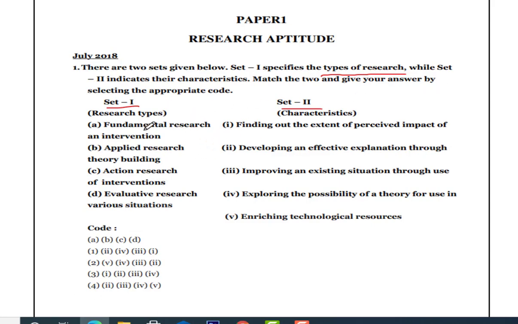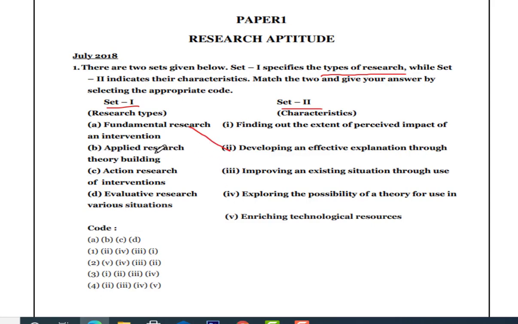The first one, fundamental research. First of all we have to know the types of research: fundamental research, then applied research, action research, evaluative research. Fundamental research is normally based on theory, developing an effective explanation through theory building. If you are writing some theory, that is called fundamental research.